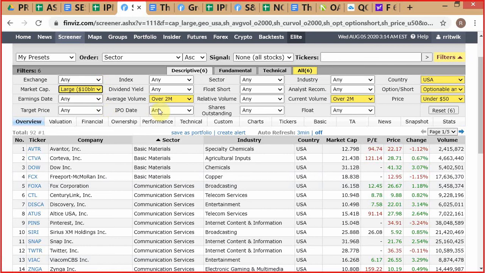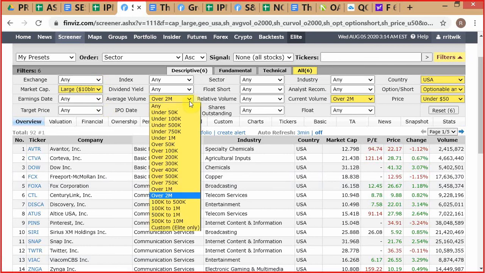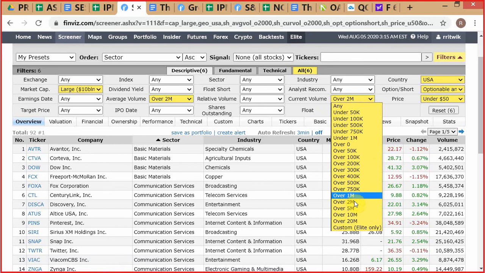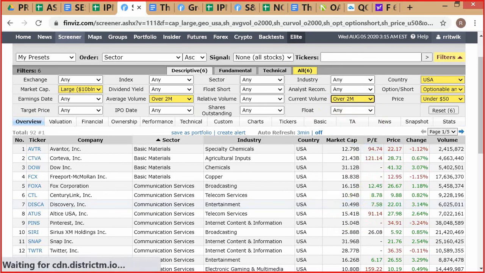Then I said I want average volume. Any old volume will not do. I want over 2 million. Average volume must be over 2 million. This I think is over 1 month or so, or 3 months or so. Then I want current volume also over 2 million. You see how I'm trying to attack liquidity.